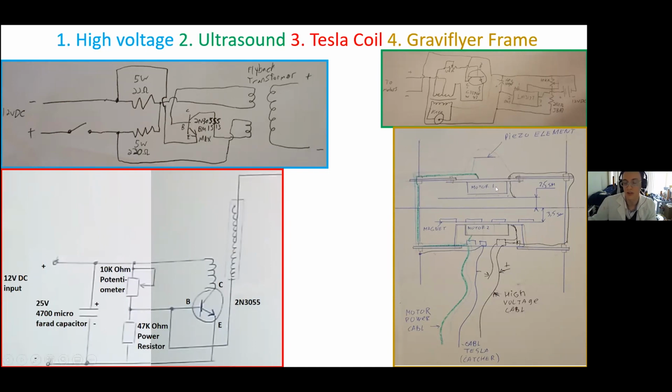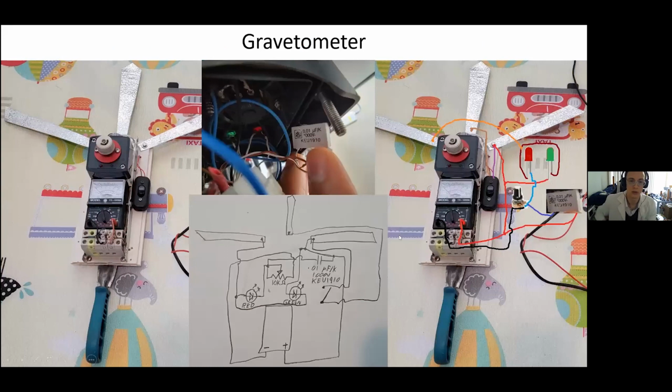And this he actually sent me with the kit, which gives more details of the construction of the Graviflyer frame and the motor distance, and the layout of all the components and the wires. So we'll go into more detail on those. The other component besides those 4 was the Gravetometer, as he's calling it, to measure the field around the Graviflyer.